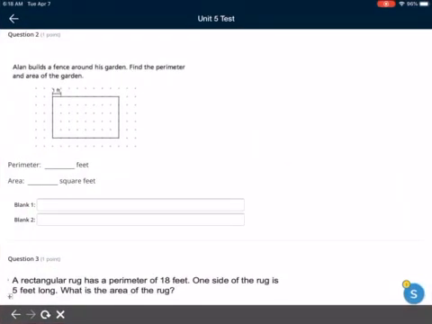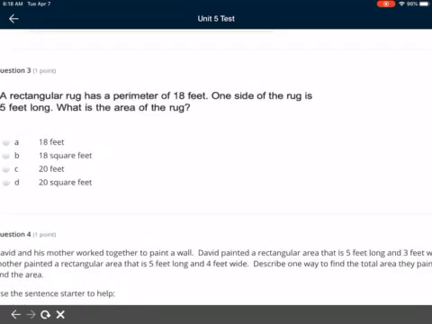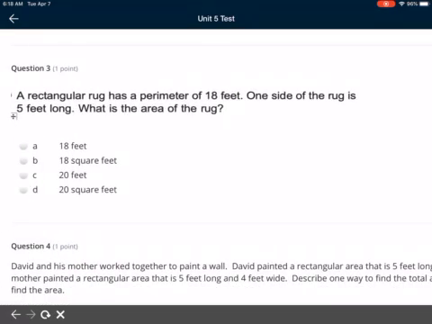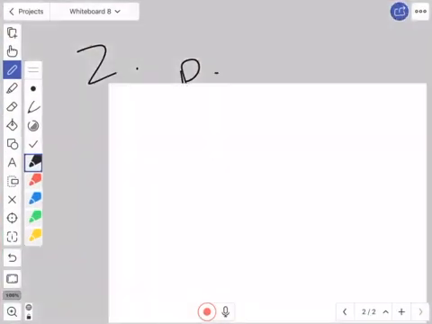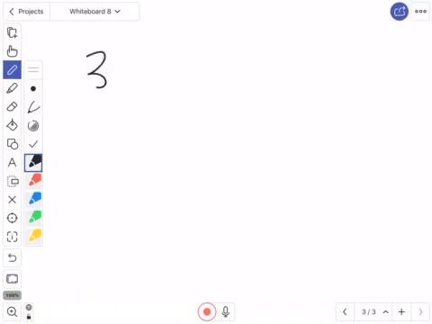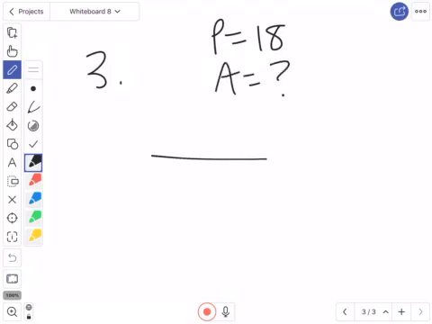Question number 3. A rectangular rug has a perimeter of 18 feet. One side of the rug is 5 feet long. What's the area of the rug? Ooh, question number 3 is one I would definitely do some work on. Okay, so it says the perimeter is 18, but I need to know what's the area of it. So let's start by drawing my rectangle.